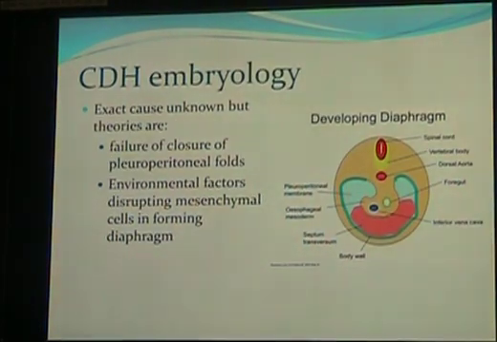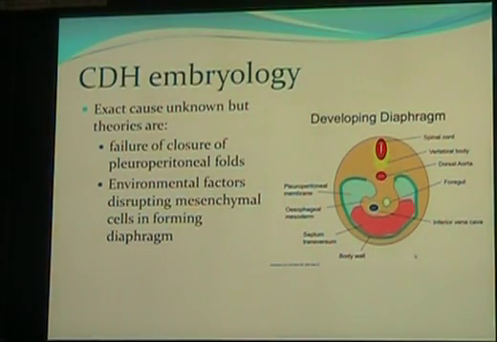So the first is to discuss CDH, or congenital diaphragmatic hernia embryology. The exact cause is actually unknown for CDH, although of course there are many theories. The main theory, though, is that as an embryo you have something called the pleuroperitoneal membrane, and the pleuroperitoneal membrane will ultimately form the diaphragm.